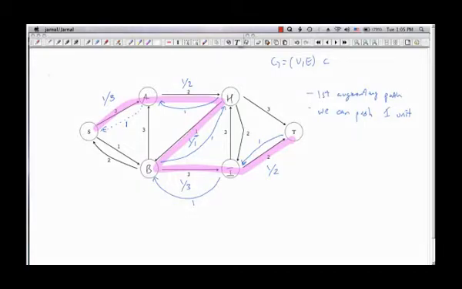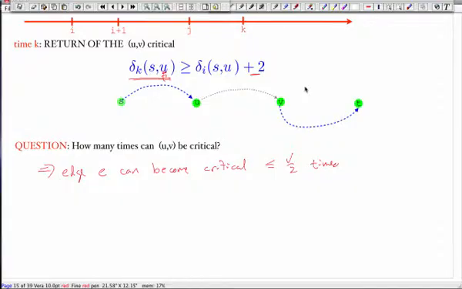So, those previous 3 slides established that between time K and time I, the first time this edge becomes critical and the second time it becomes critical, this node U becomes 2 units farther from the source. Now I want to argue that this edge can only become critical V over 2 times, because after V over 2 times, the distance from S to U is going to be greater than V.